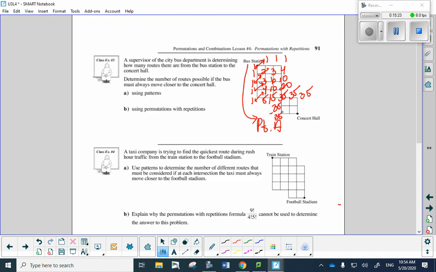Now I can continue to add. What's 35 plus 35? That's 70. What's 70 plus 35? That's 105. 70 plus 35 again is 105. And 105 plus 105 is 210. So we would say there are 210 routes.